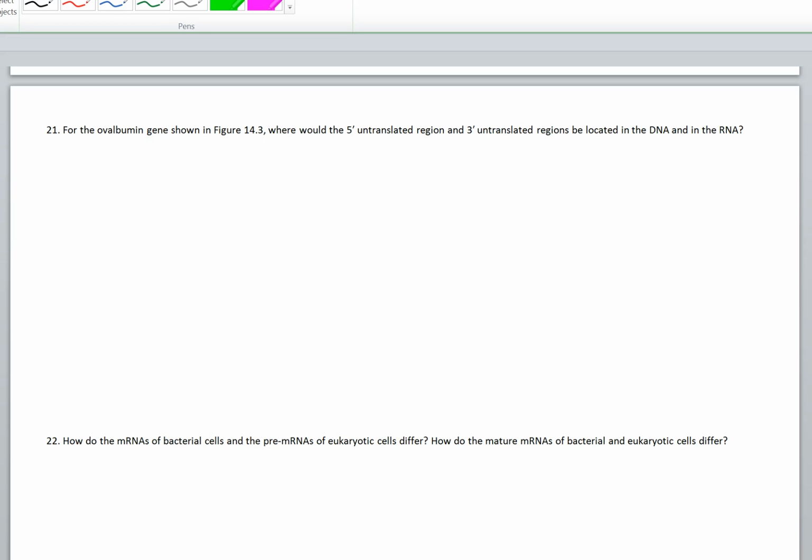I'm having a hard time getting to figure 14.1, figure 14.2. This thing's kind of slow sometimes.